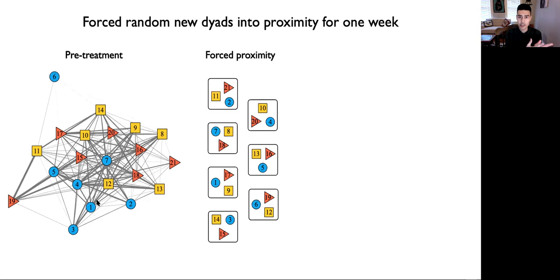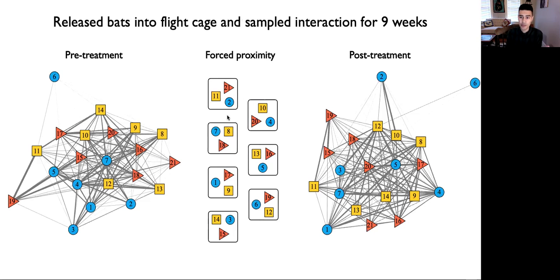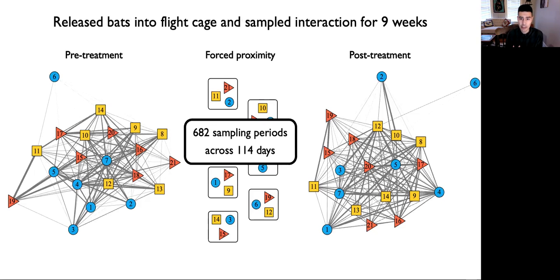At the end of this first 6 weeks, we then separated the bats into 7 different triads, so each consisting of 3 bats from different sites, and these triads were housed within smaller plastic observation cages for just 1 week. At the end of this treatment phase, we then released all the bats back into the main flight cage and continued to sample their allogrooming interactions for an additional 9 weeks, in total sampling the behavior of these bats for 682 sampling periods across 114 days, so that's about 6 hours per day.